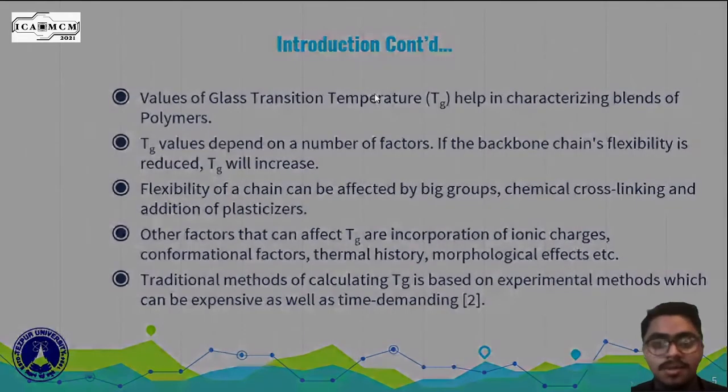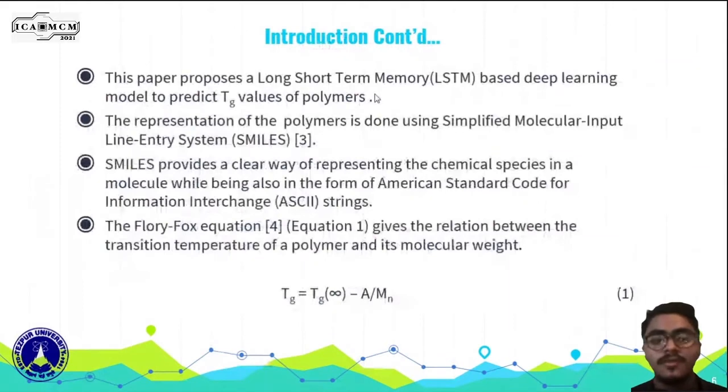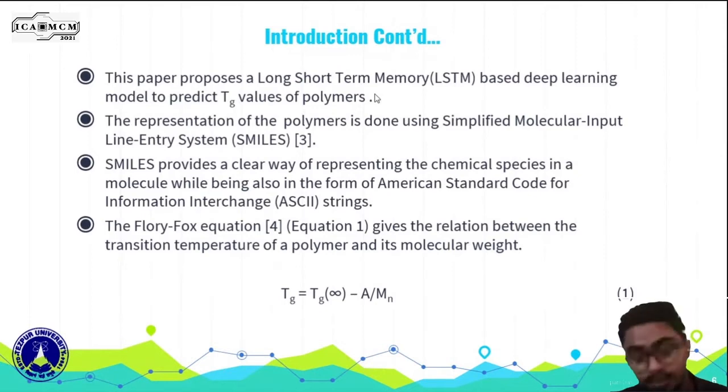The paper that we have worked on proposes a long short-term memory, or LSTM, based deep learning model to predict the Tg values of polymers. The representation of the polymers is done using the simplified molecular input line entry system, or SMILES. The advantage of SMILES is that it provides a very clear way of representing chemical species. The relationship between the glass transition temperature and the molecular weight of a polymer can be represented by the Flory-Fox equation, as you can see in equation number 1.